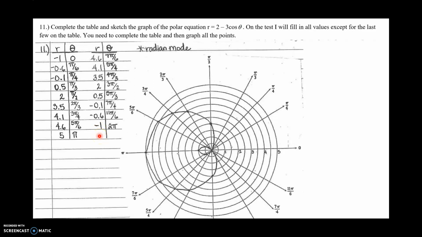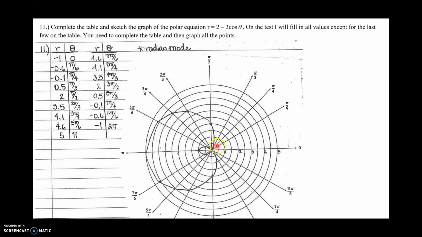So for the first one, we have 0, negative 1. Okay, so here's 0. A positive 1 would go this way. So a negative 1 is going to go the opposite way. So right here at 0, negative 1 gives us that point right there. Then pi over 6, negative 0.6. So pi over 6 is right here. A positive 0.6 would go this way. So a negative 0.6 is going to go the opposite way. So there's negative 1/2, so there's negative 0.6 right there.